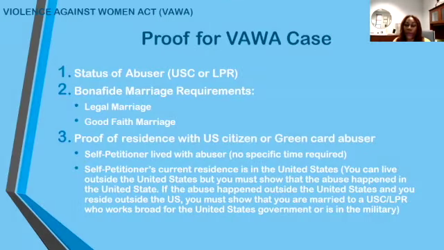Good. So the other thing you have to show in a VAWA case is that you lived with the abuser. You must live with the abuser. Now, there's no specific time requirement. VAWA doesn't say you have to live with them for 3 months. And the reason is, of course, because the government doesn't want to put people in dangerous situations where they force themselves to stay with an abuser just because they're trying to get a green card. However, you must have lived with them for a period of time. It could be 1 week, maybe more, whatever.